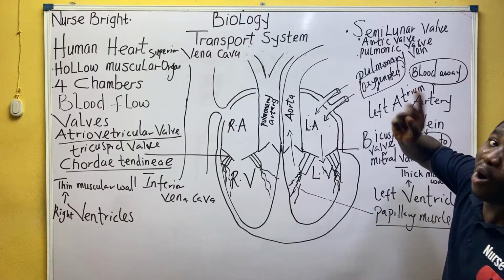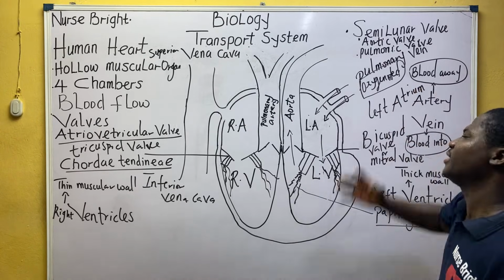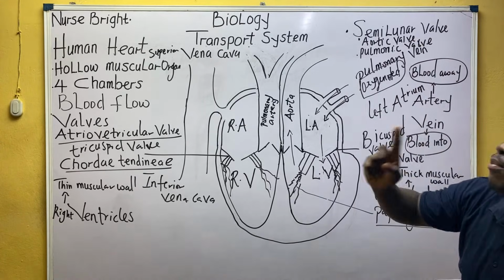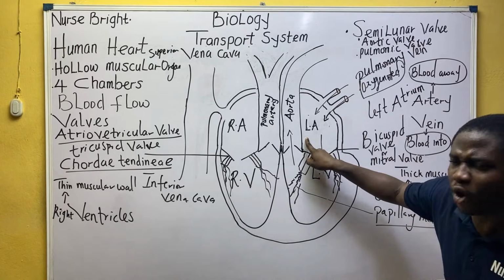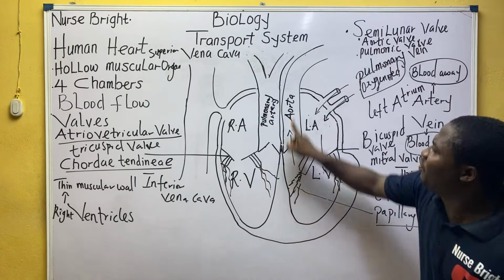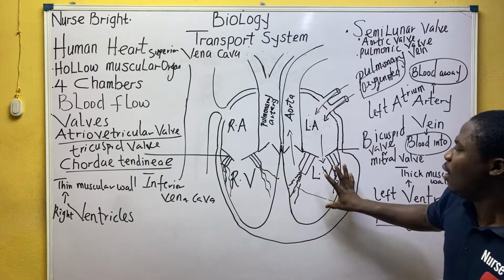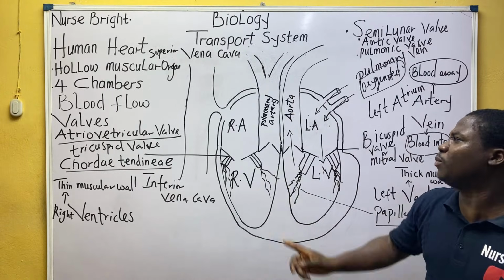So look at what happens, class. First thing first, the lung supplies oxygenated blood through the pulmonary veins to the left atrium, then to the left ventricle, then to the aorta. Yes, that's the connection. When it ejects blood, it pushes blood to the aorta.